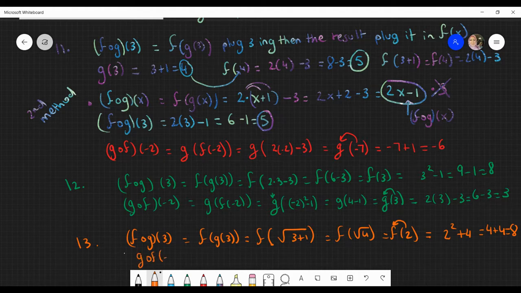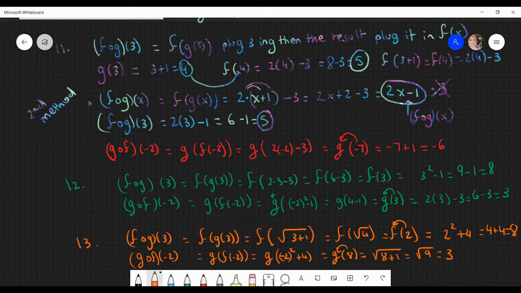g of f of negative 2. I'm going to rewrite it. The key is to know how to rewrite it. Now start with the inside, then go to the outside. g is going to be waiting. And I'm going to plug in negative 2 in f of x. So negative 2 squared plus 4. The g of 4 plus 4 is 8. Now I plug in 8 in g of x, which in this case is the square root of 8 plus 1, square root of 9, which is 3.